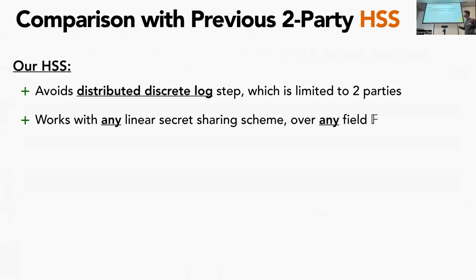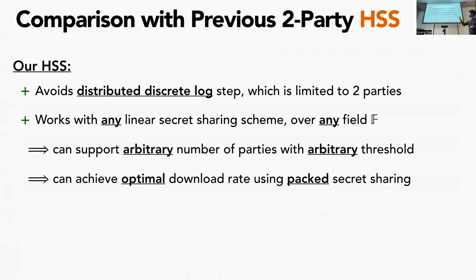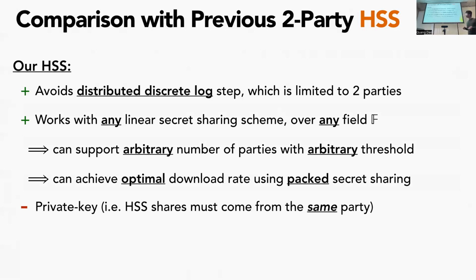It can also work with an arbitrary linear secret sharing scheme. We basically take any such scheme, and using our HSS compiler, we can make it have some homomorphic capabilities. So it gives us an arbitrary number of parties, arbitrary thresholds, and it also leads to optimal download rate using a packed version of secret sharing. A downside of our HSS is that it is a so-called private key scheme. What this means is that the HSS shares must come from the same parties in order for them to be evaluated.